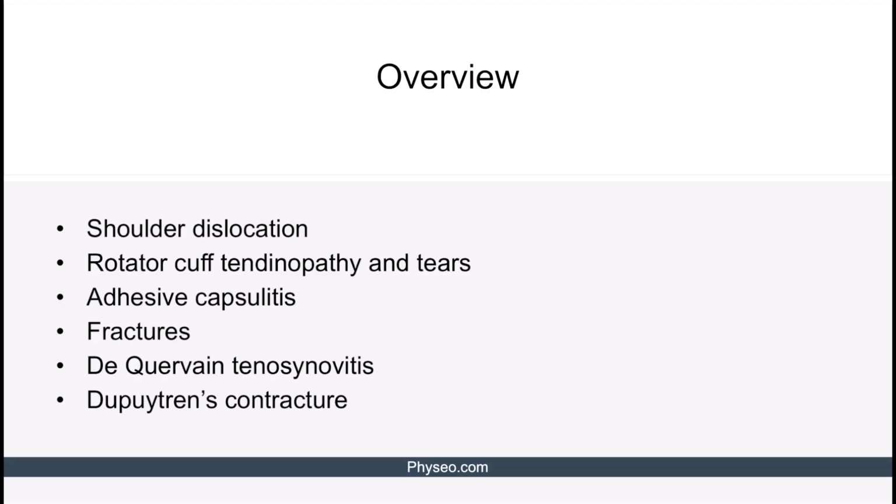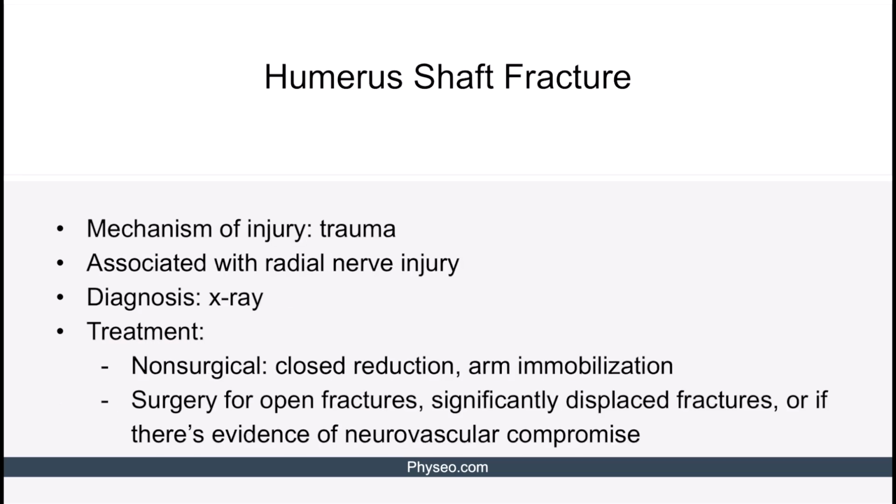Let's move on to high-yield fractures of the upper extremities, focusing primarily on the most testable features of each fracture. The first fracture we'll discuss is a fracture of the humerus shaft. Humerus shaft fractures are generally a result of trauma, such as a direct blow to the upper extremity, a fall, or a motor vehicle accident, and they're associated with radial nerve injury.